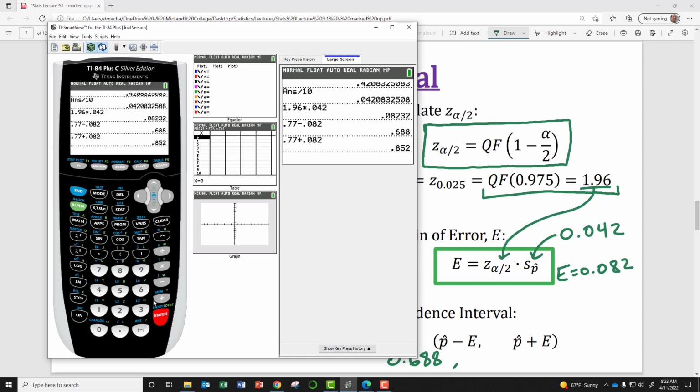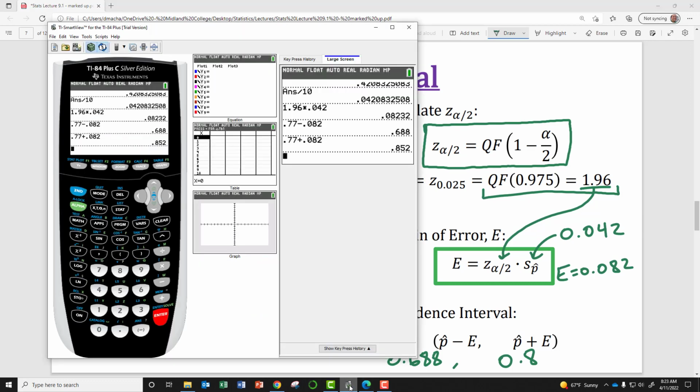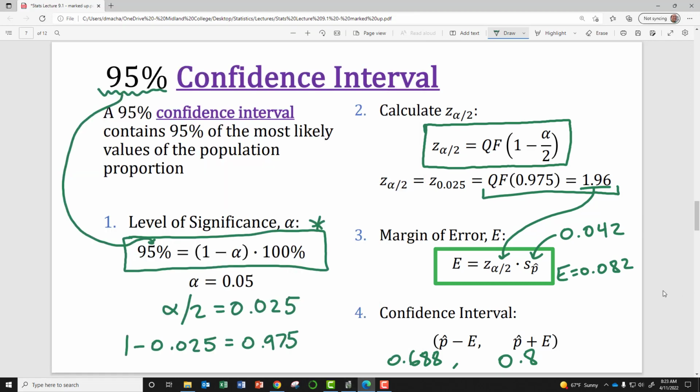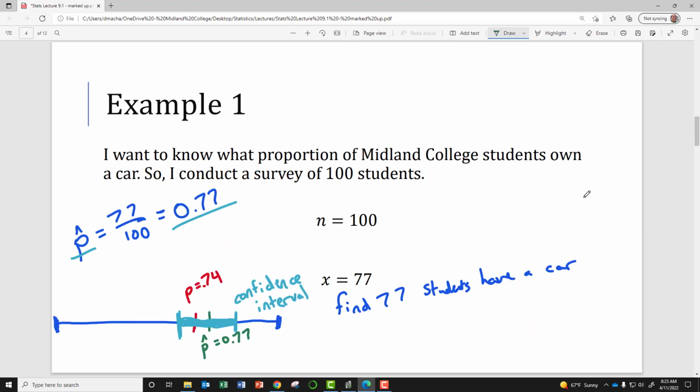So the confidence interval, again, is centered around p hat. The upper bound is p hat plus the margin of error, and the lower bound is p hat minus the same margin of error. And so that puts the p hat in the center. So again, my lower bound is 0.688, and my upper bound is 0.852. That's how you do a 95% confidence interval for this particular example that we had.